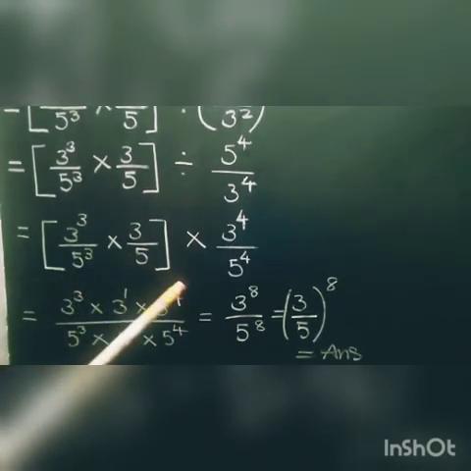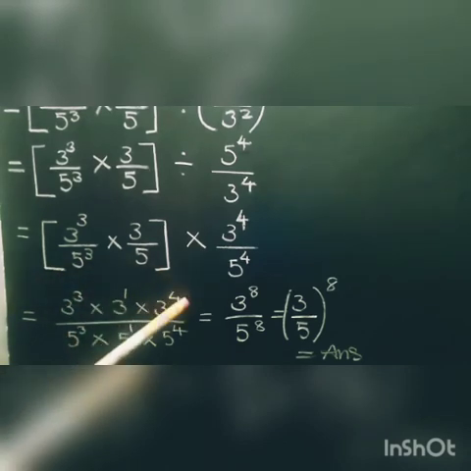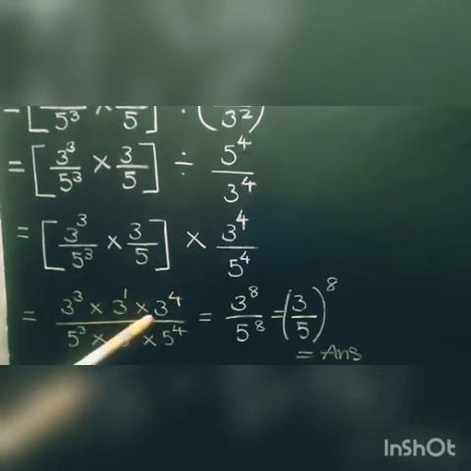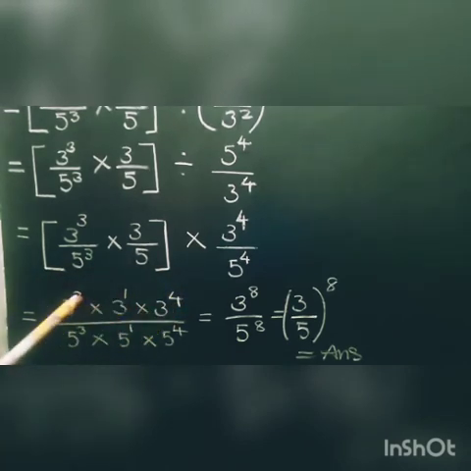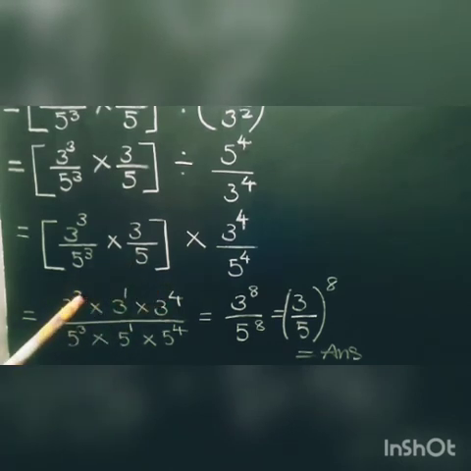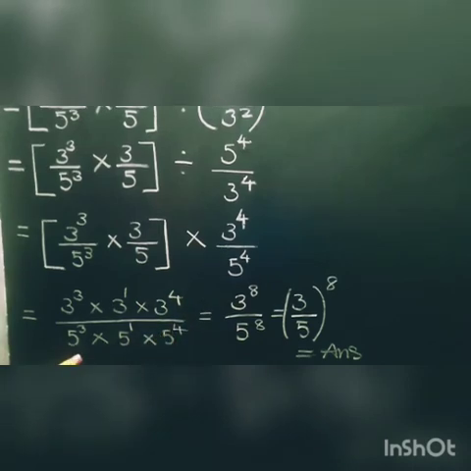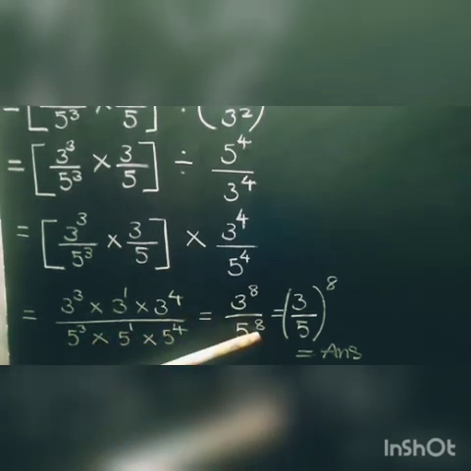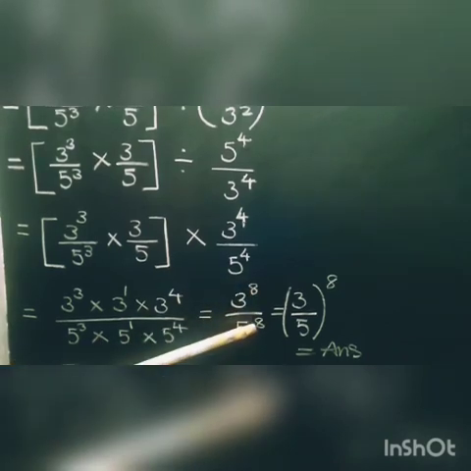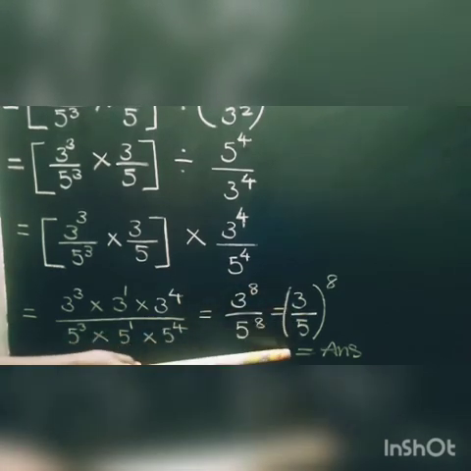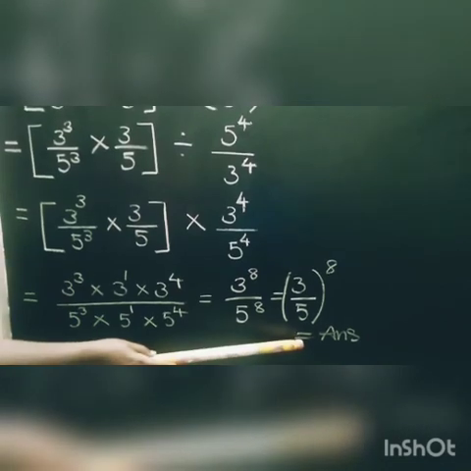here we are applying the rule, that is the multiplication rule. Same base is there and we have to add the powers. So 3 plus 1, 4, 4 plus 4, 8. Similarly for the denominator, 3 plus 1, 4, 4 plus 4, 8. 3 power 8 by 5 power 8, which is equal to 3 by 5 the whole power 8. This is the answer.